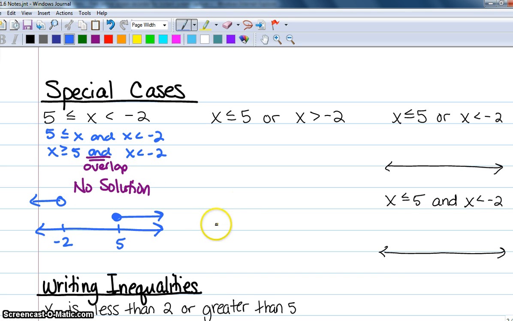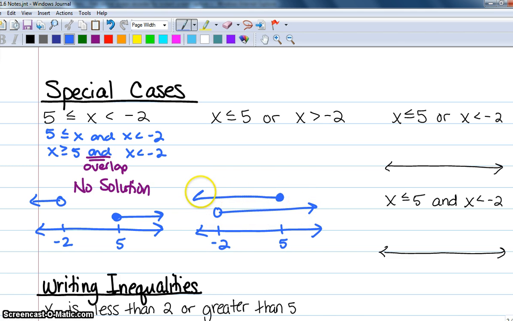Next, we have less than or equal to 5 and greater than negative 2. Again, when you set it up, make sure it's in the correct order. So greater than negative 2, less than or equal to 5.